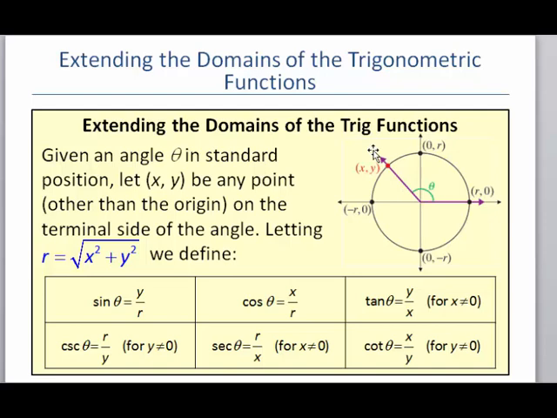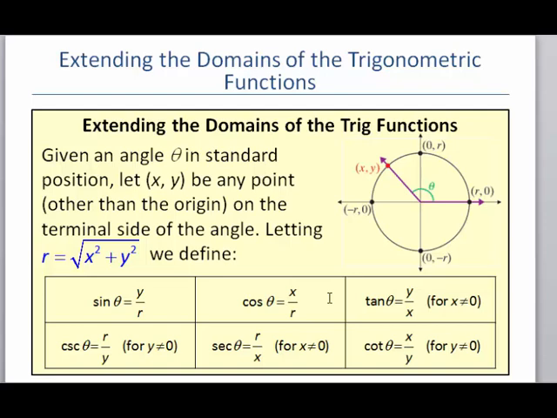They define r to be the square root of x squared plus y squared. And then we have the definitions for the 6 trig functions. Sine is going to be the y value of our point divided by r. Cosine will be the x value of our point divided by r. Tangent will be the 2 coordinates of our point, y divided by x. And note the other 3 trig functions hold the reciprocal relationship. So the cosecant is the reciprocal of the sine, r over y. The secant is the reciprocal of the cosine, r over x. And the cotangent is the reciprocal of the tangent, x over y.